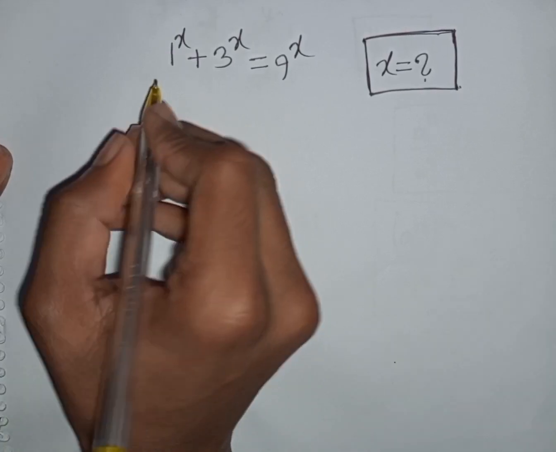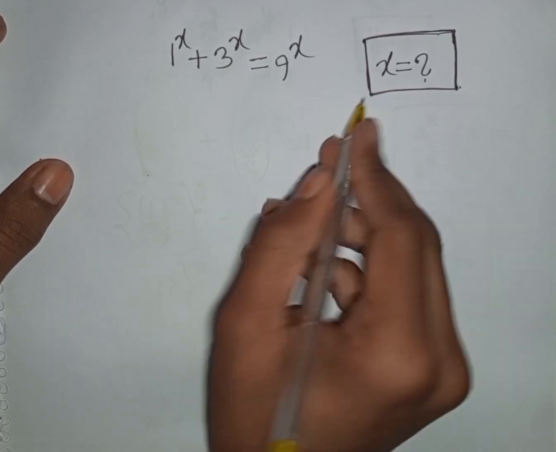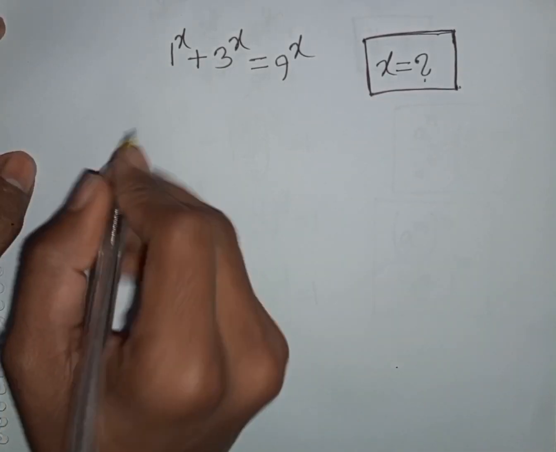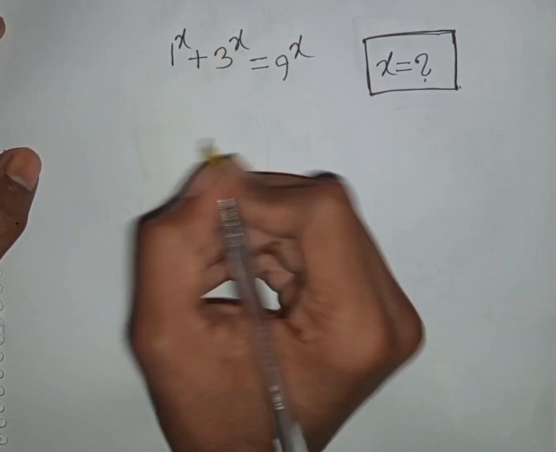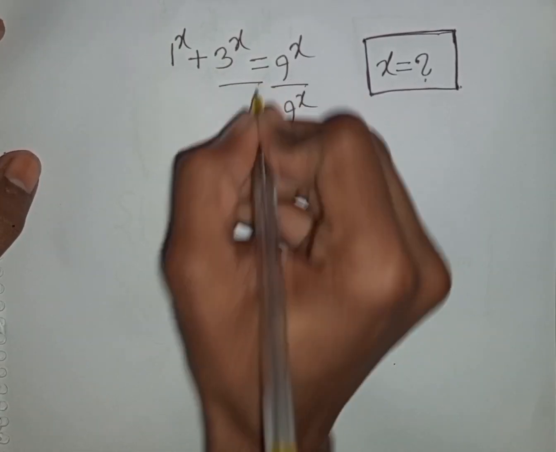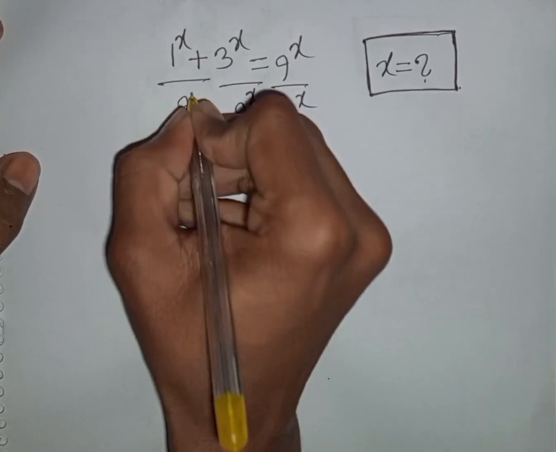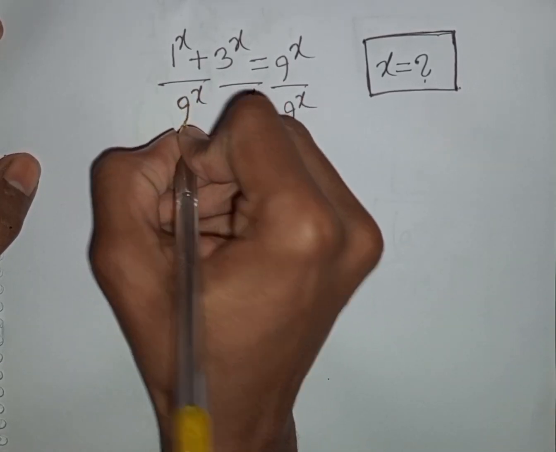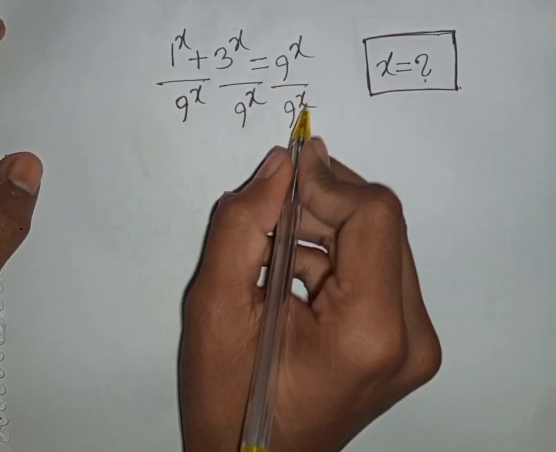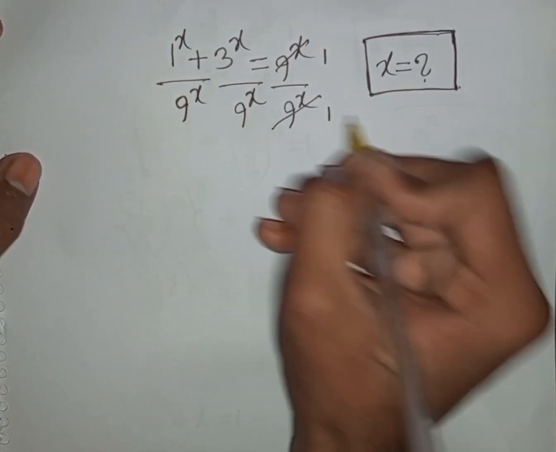How to solve 1^x + 3^x = 9^x. Find the value of x. So at first we divide by 9^x on both sides. Now we see this 9^x will be cancelled.